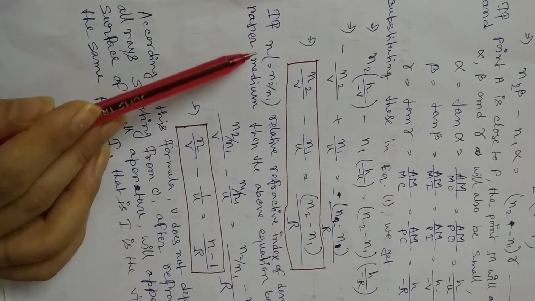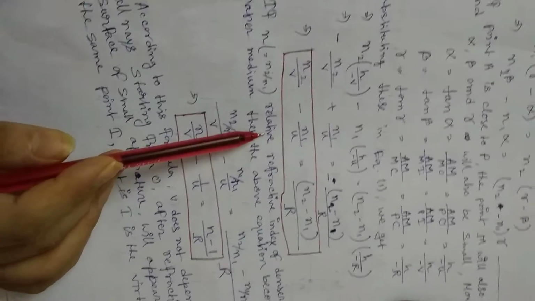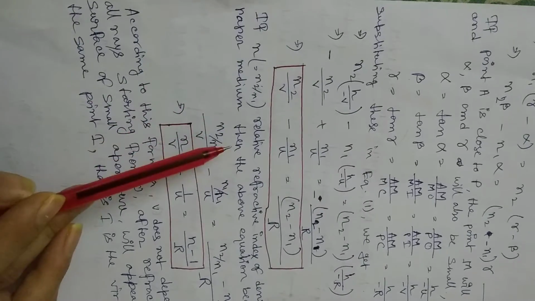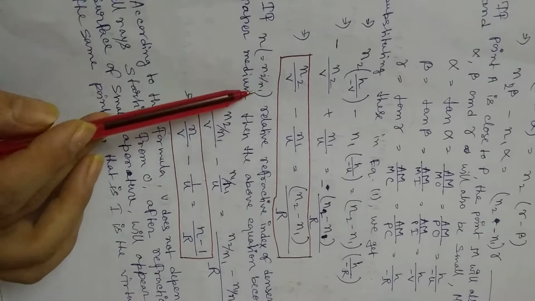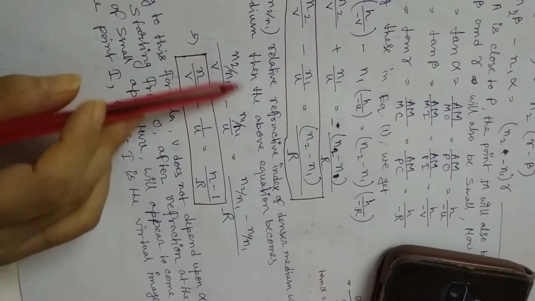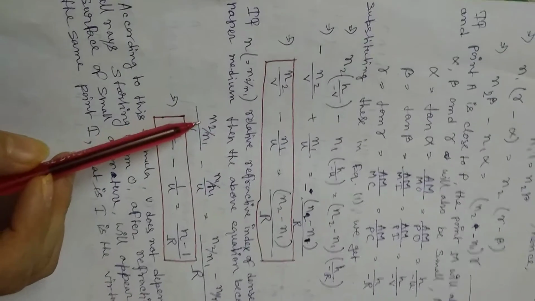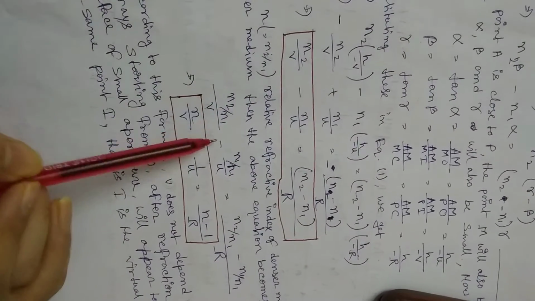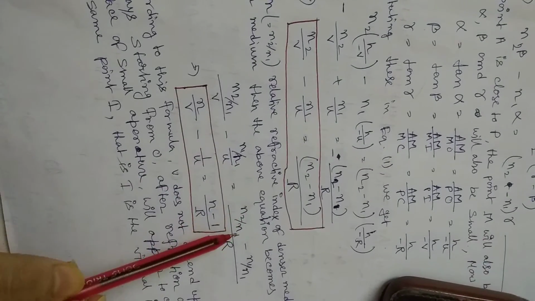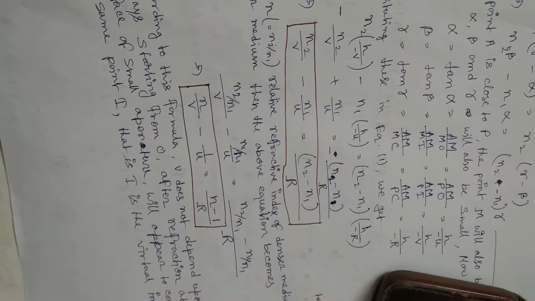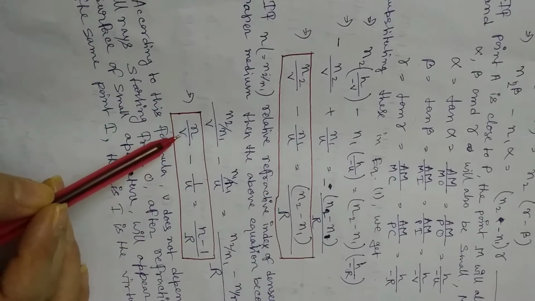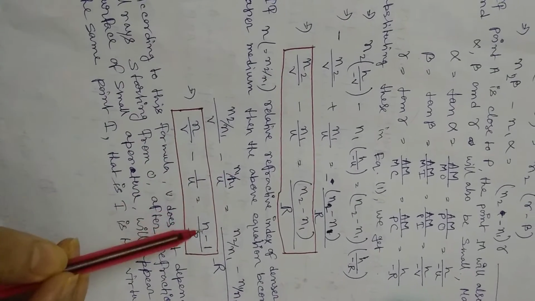If we assume that n is the relative refractive index of the denser medium with respect to the rarer medium, then n equals what? n2 by n1. Then the above equation becomes, just divide both sides by n1. So n2 by n1 by v minus n1 by n1 by u equals n2 by n1 minus n1 by n1 by r. So you can see here, this one is n, right? n2 by n1 equals n. So n by v minus 1 by u equals n minus 1 by r.